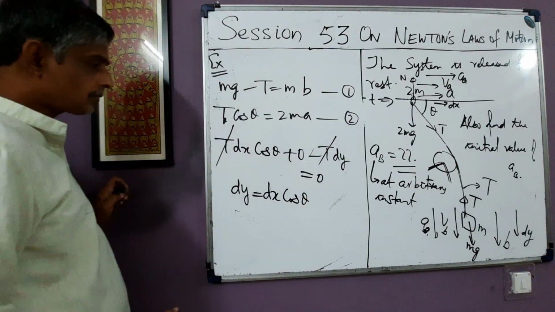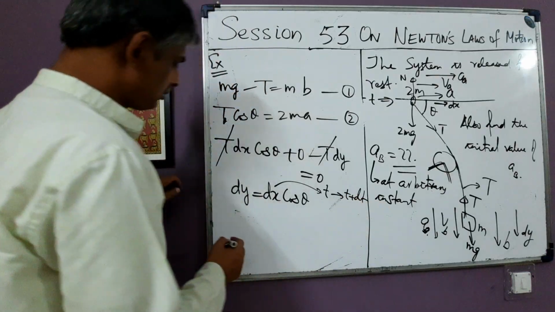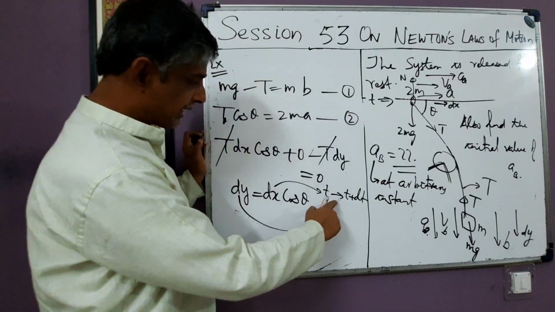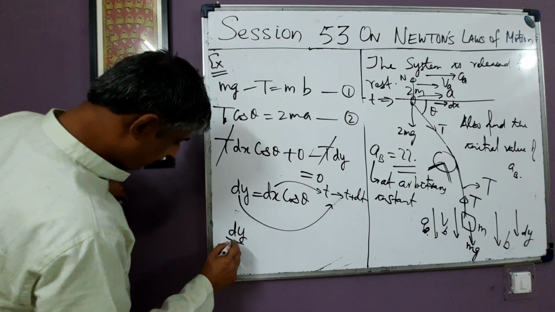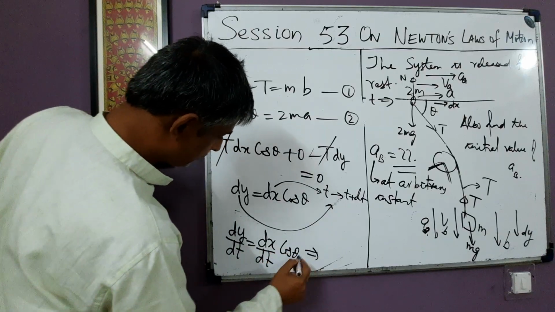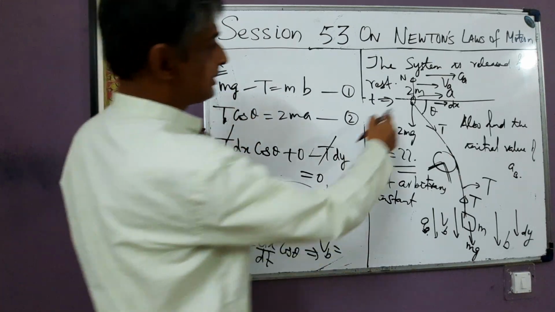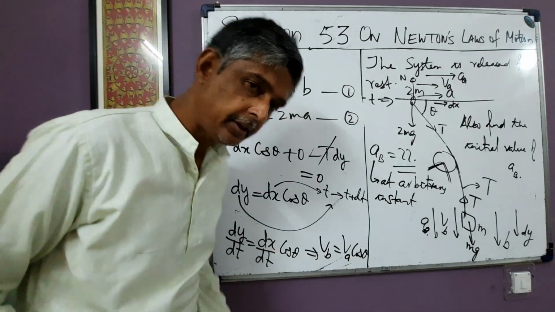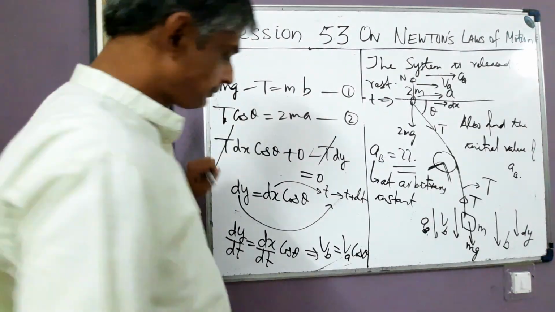Now this displacement is in time t to t plus dt, and this displacement is also in time t to t plus dt. Now I divide both sides of the equation by dt. What do you get? dy by dt is equal to dx by dt into cos theta. But what is dy by dt? It is nothing but Vb. And what is dx by dt? It is nothing but Va. Vb equal to Va into cos theta. Alright, fine.